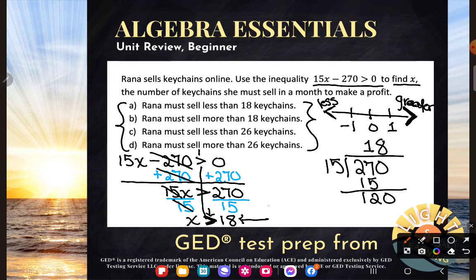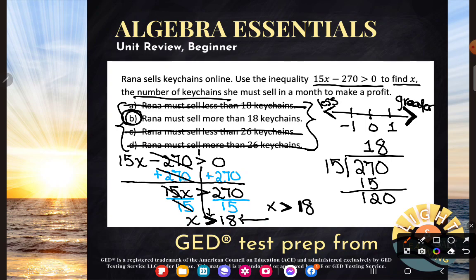So this says x. What is x? Number of keychains. So the number of keychains has got to be greater than 18. And look at my answers here. Rana must sell less than 18 keychains. That doesn't make sense. She's not going to sell less than 18 to make a profit. Rana must sell more than 18 keychains. Wonderful. And of course, it has nothing to do with 26. B is the correct answer.